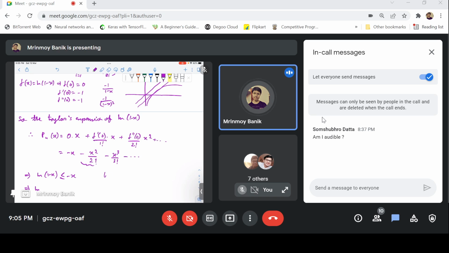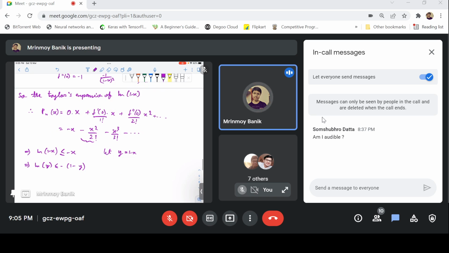So now let y equals 1 minus x. So log y is less than or equal to x, which is 1 minus y. So minus of 1 minus y equals y minus 1. So that shows ln y is less than or equal to y minus 1.